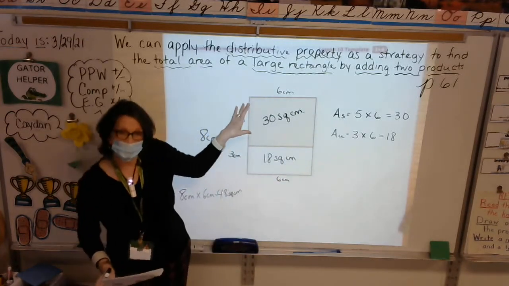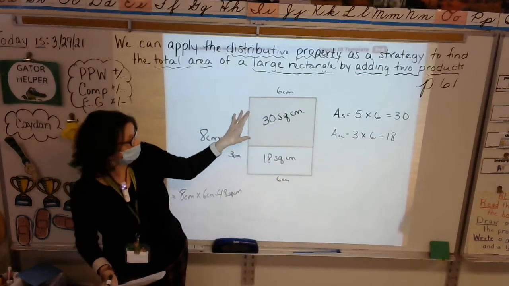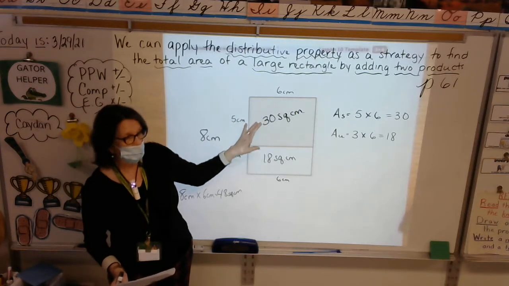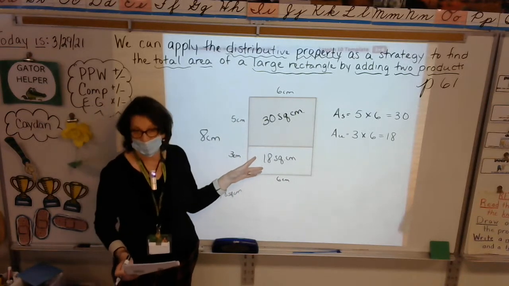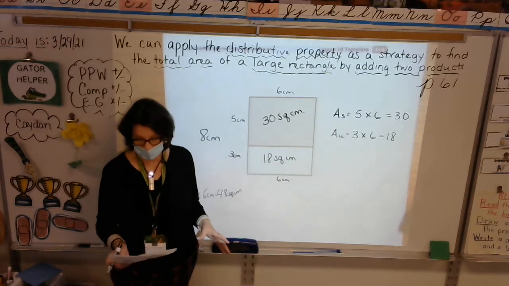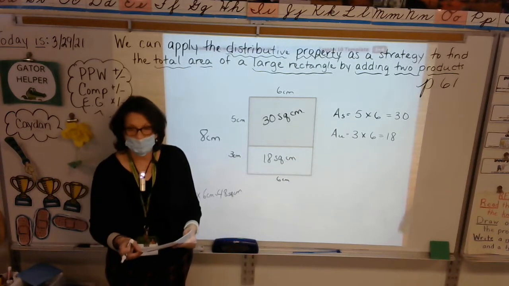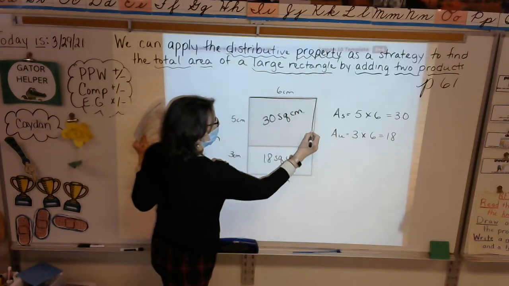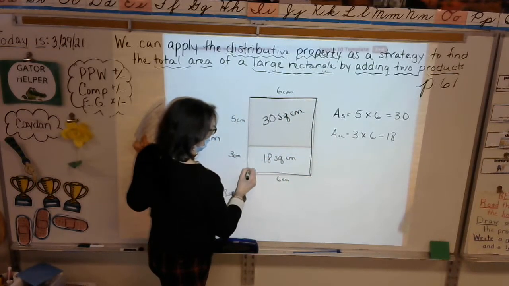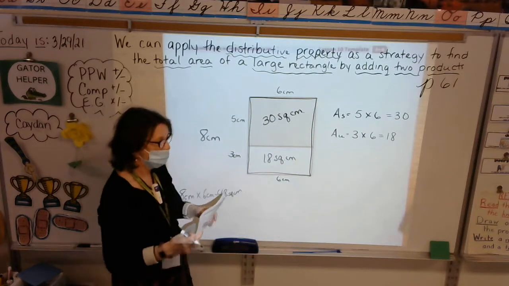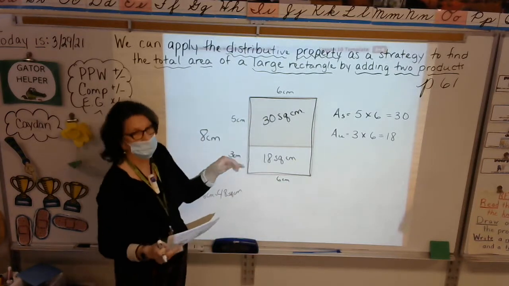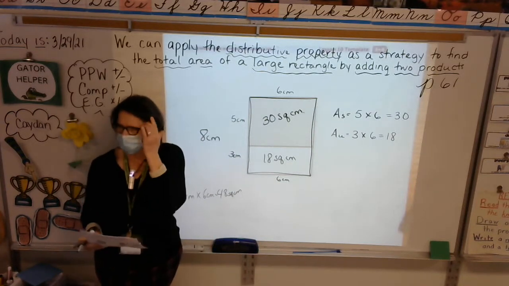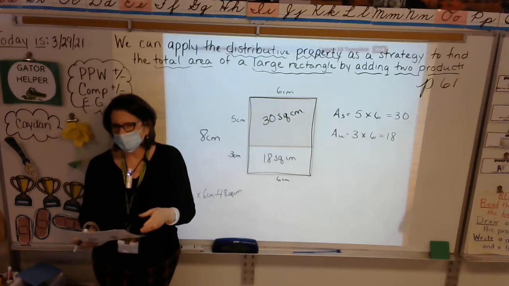So if we know the area of the top or shaded rectangle is 30 square centimeters, and we know the area of the bottom, the white or the unshaded, is 18 square centimeters, what can we do to find the area of this great big rectangle? Before we multiplied 8 times 6, but what else can we do? Think about our learning target. Kalia, what else could we do?